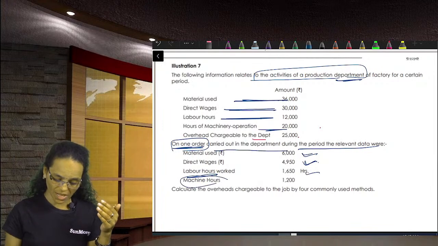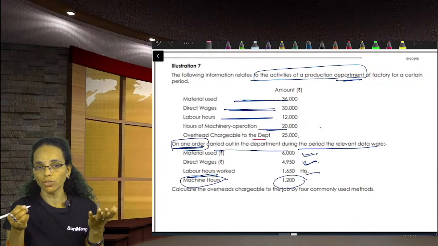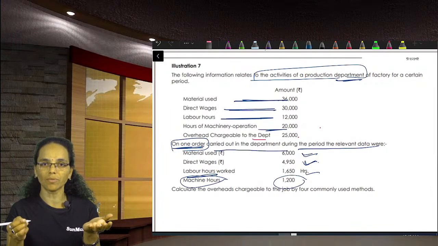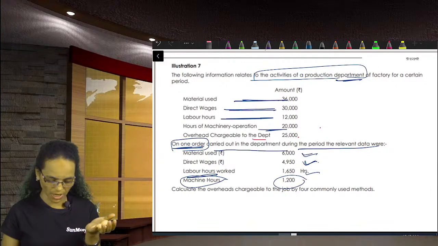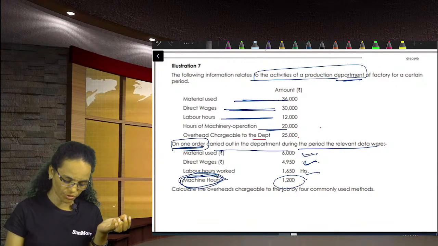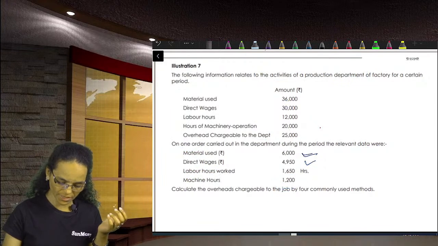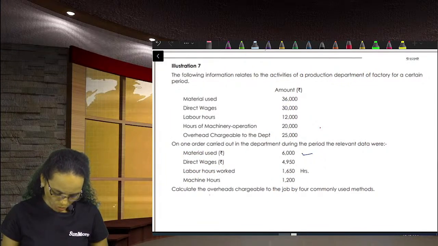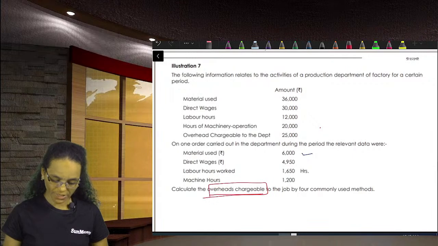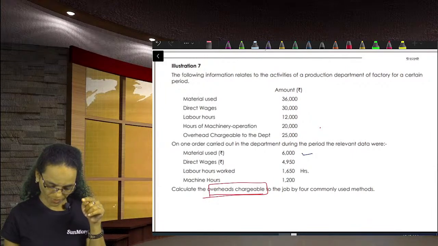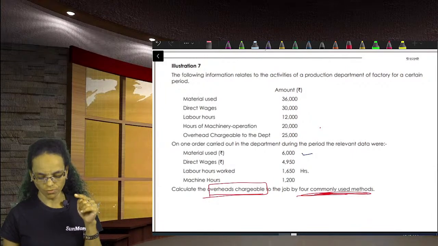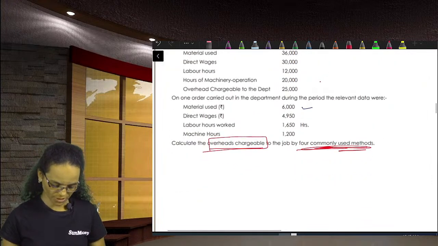But for the machine hours, what is the overhead charge we need to charge, we need to check here. See, calculate the overhead chargeable. What is the overhead chargeable to this particular job, by using the commonly used 4 methods? Okay, first one by one we will see.